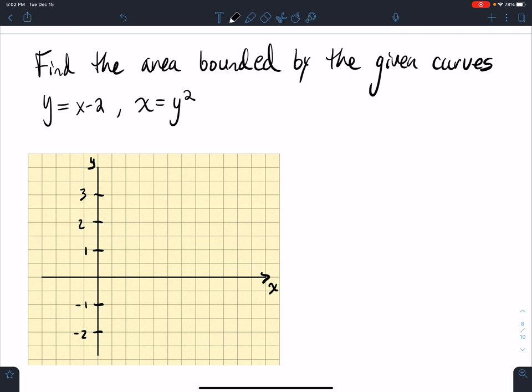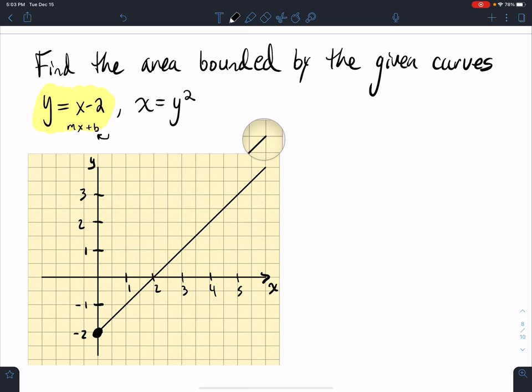And here's what we're going to do. First, we're going to graph the line y equals x minus 2. So this is mx plus b form. So I start at my b at the negative 2. And then I see that I've got a slope of 1, positive. So up 1 over 1, up 1 over 1, up 1 over 1, all the way through here.